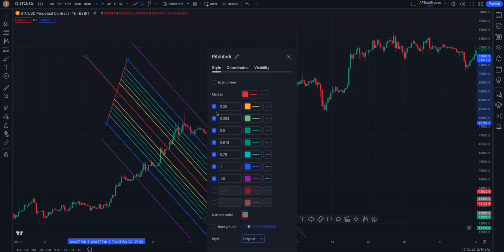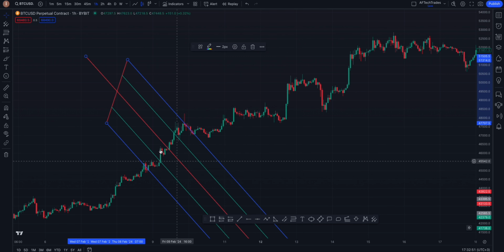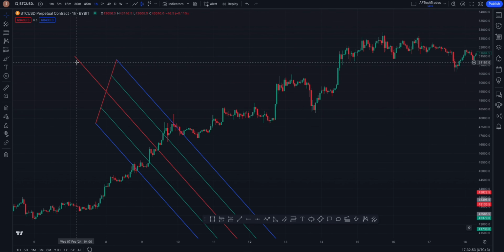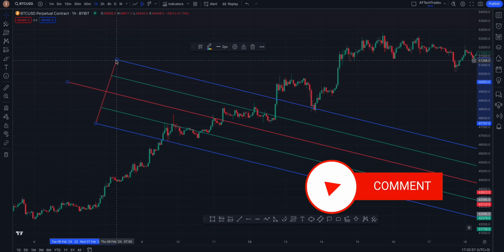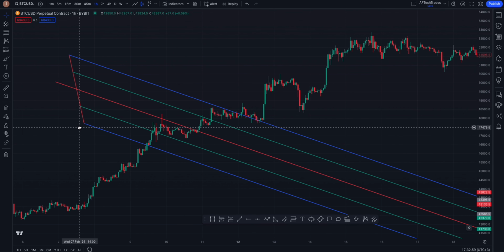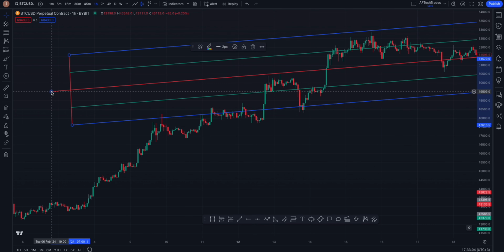I think the original, these are the new coordinates. The original Pitchfork looks like this. This is how the original Pitchfork tool looks. If you are picking it for the first time, it's going to give you these key levels. And then as I said, point A is usually the handle.